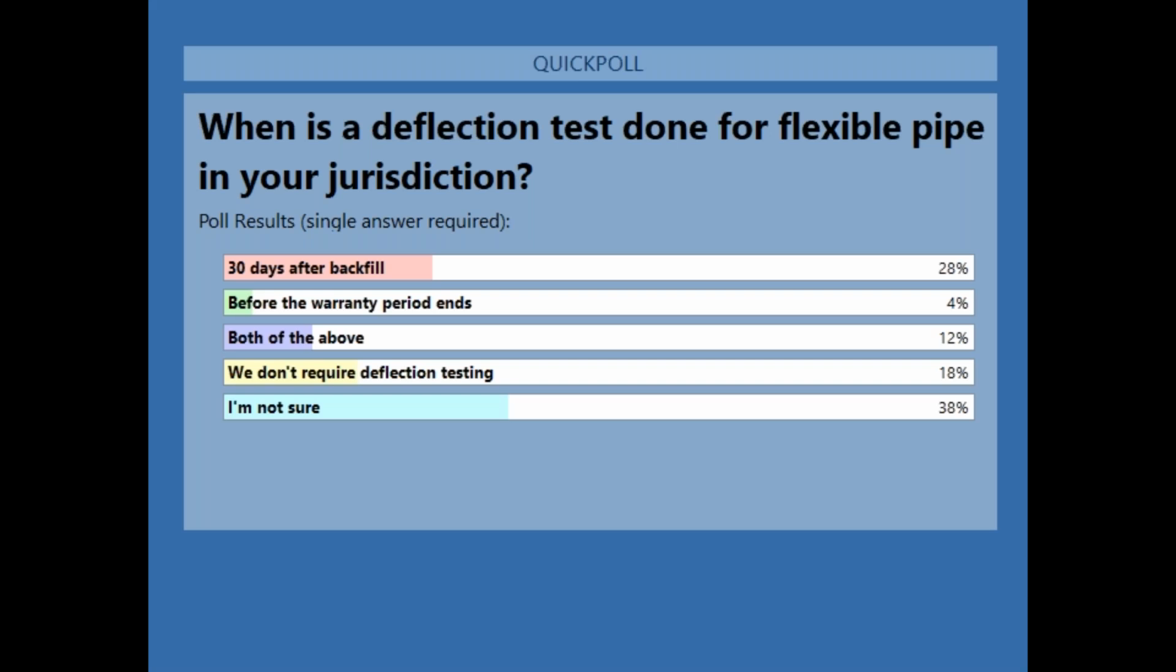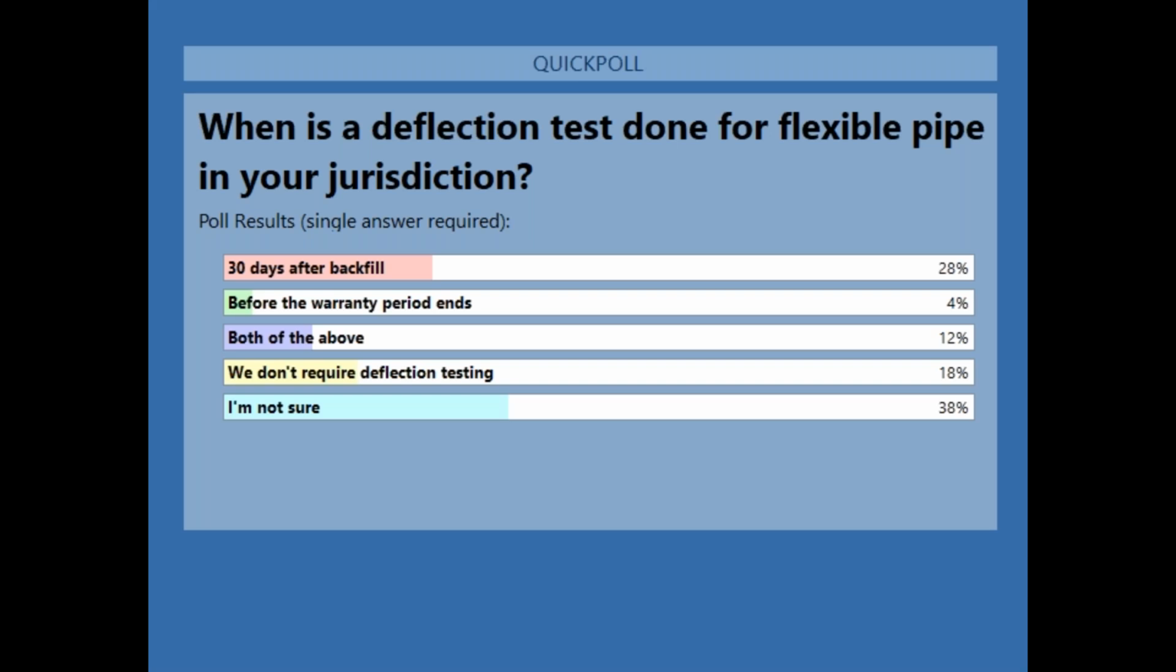I find that a lot of times. Yeah, 12% doing both, I think that's a good practice. Even if you're only doing it prior to the warranty period ending, a contractor knowing that might want to run it through at 30 days just to see where he's sitting, because it's much easier to replace that pipe sooner, before you get too much going on over the top of the pipe, instead of waiting to the end of the warranty period and then risking having to completely tear up a new road and all the amenities overhead.